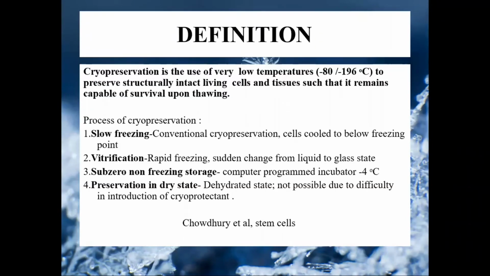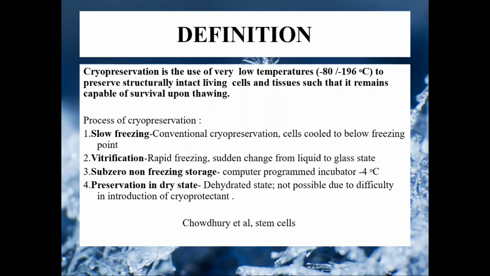So what is cryopreservation or where is it being done? Cryopreservation is the use of very low temperature, that is -90 or even up to -196, to preserve structurally intact living cells and tissues such that they remain capable of survival upon thawing. There are various processes of cryopreservation explained in the literature: slow freezing, which is the conventional cryopreservation, vitrification, sub-zero non-freezing storage, and preservation in dry state. What is slow freezing or conventional cryopreservation? That I'll be explaining in the next slides.